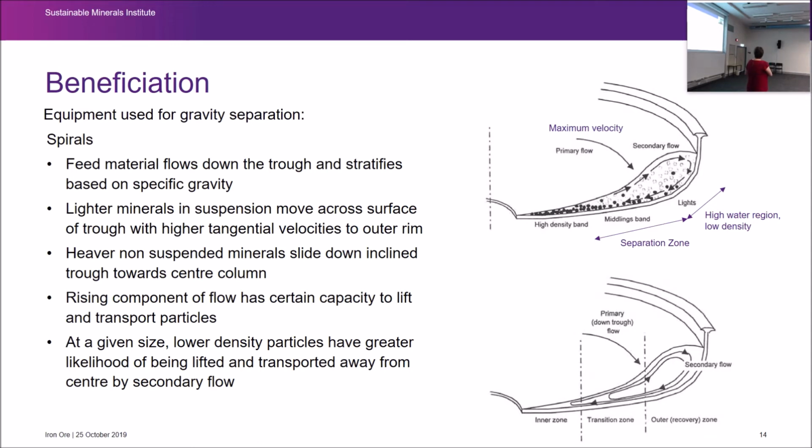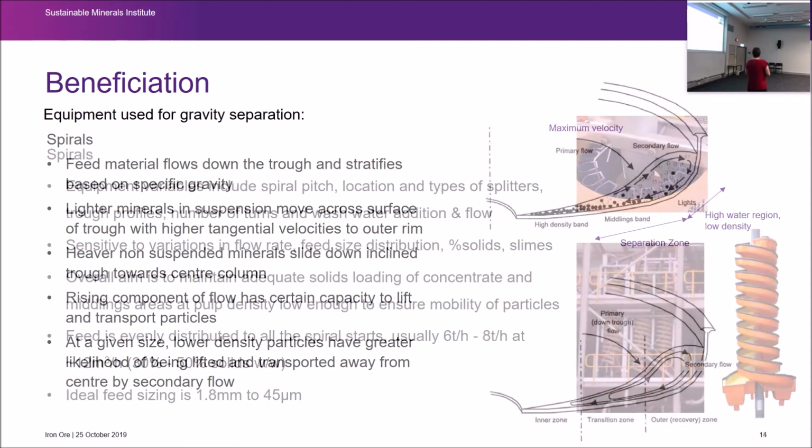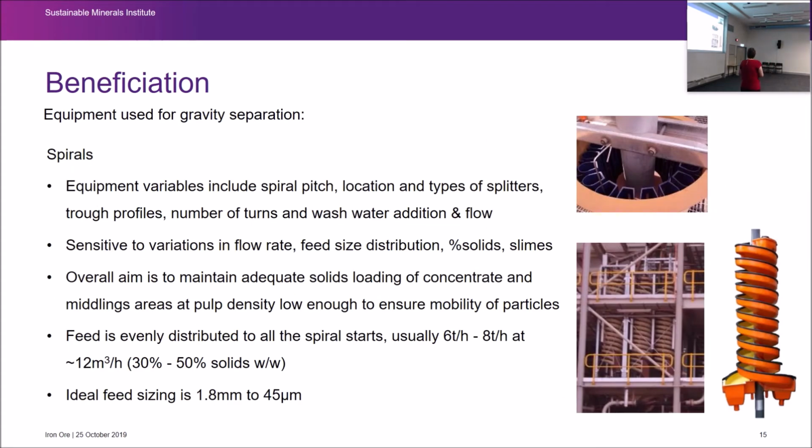Now, this secondary flow has a certain capacity to lift and transport particles, and at a given size, the lower density particles have a higher probability of being lifted and transported away. Pretty simple. In practice, what you have is a spiral tower with a spiral start at the top, and basically these spirals going down until you extract the product at the bottom. At each one of these stages, you can off-take concentrate.